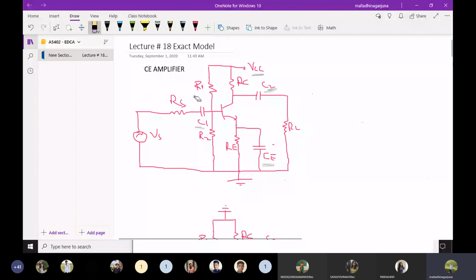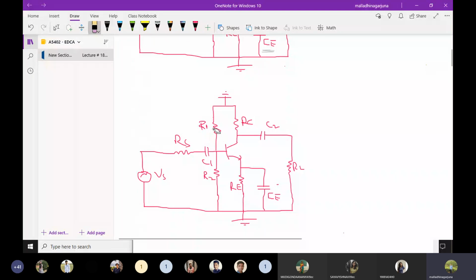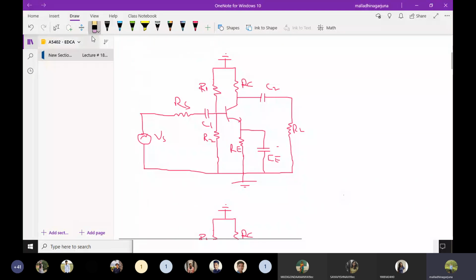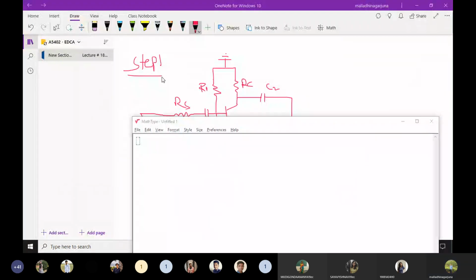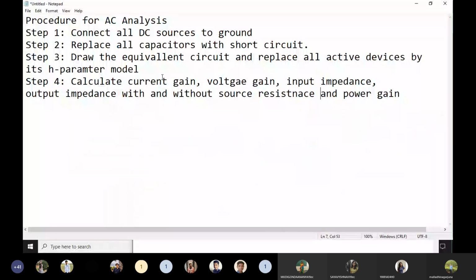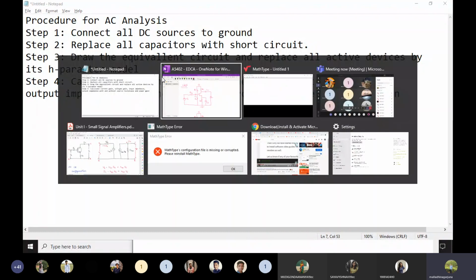Okay, so this is the circuit we have, the CE amplifier, and I'm moving to the next step. This is step 1. What is your step 1? You just go back, it's the procedure for AC analysis. I told you what step 1 is: connect all DC sources to ground. This is step 1.